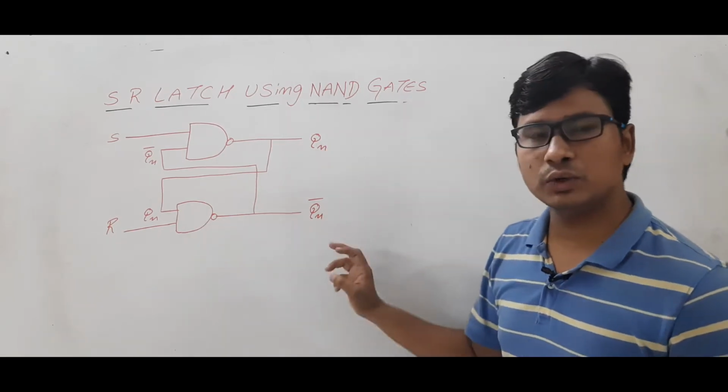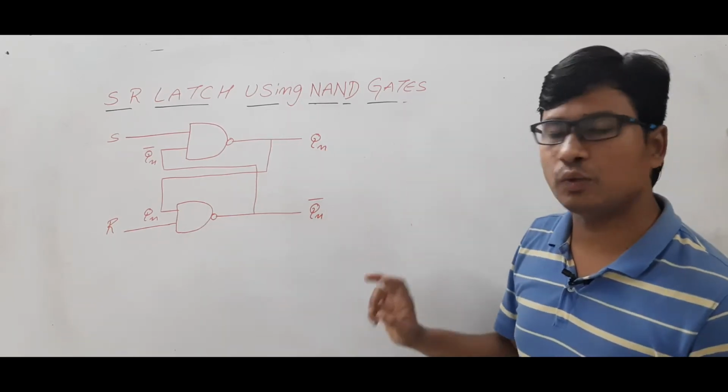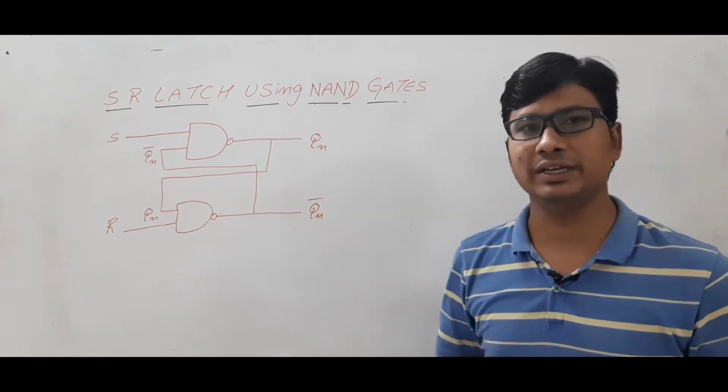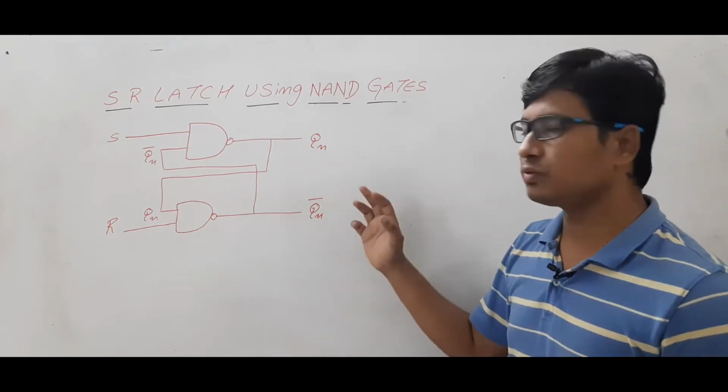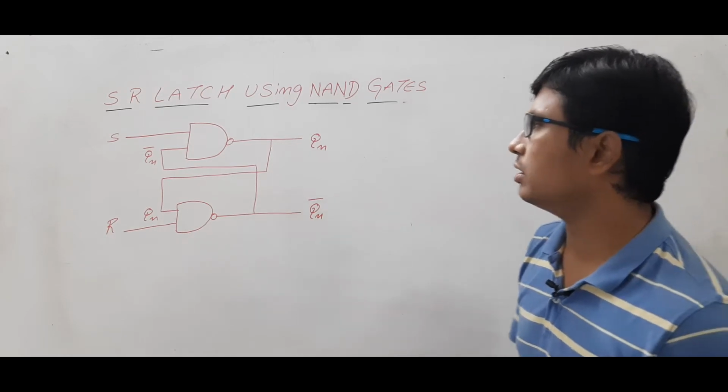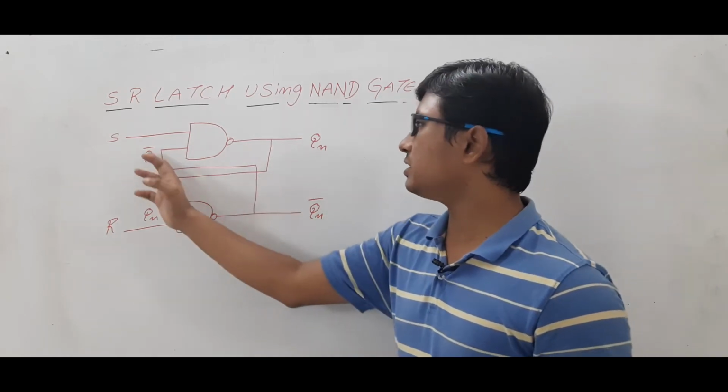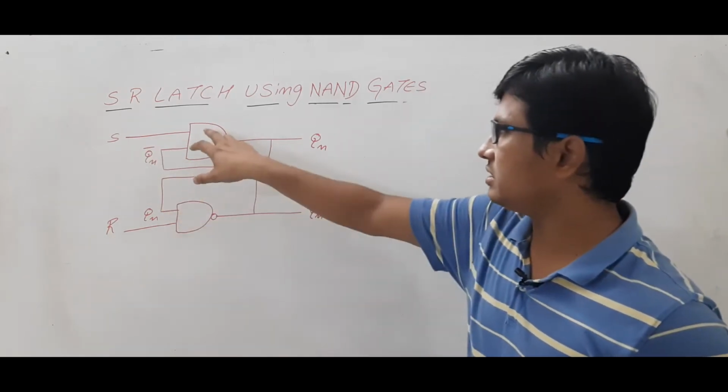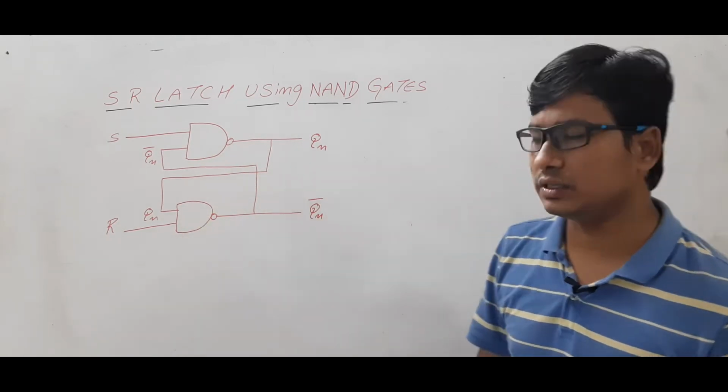Now what is Qn and Qn complement? If Qn is 1, Qn complement will give the output as 0. If it is 0, this will give 1. Am I right or wrong? And Qn complement is connected to this NAND gate, and Qn is connected to this NAND gate.